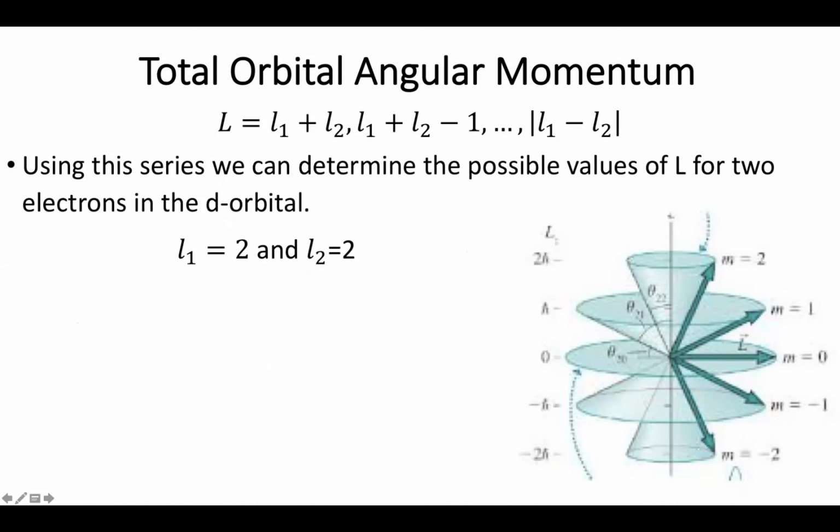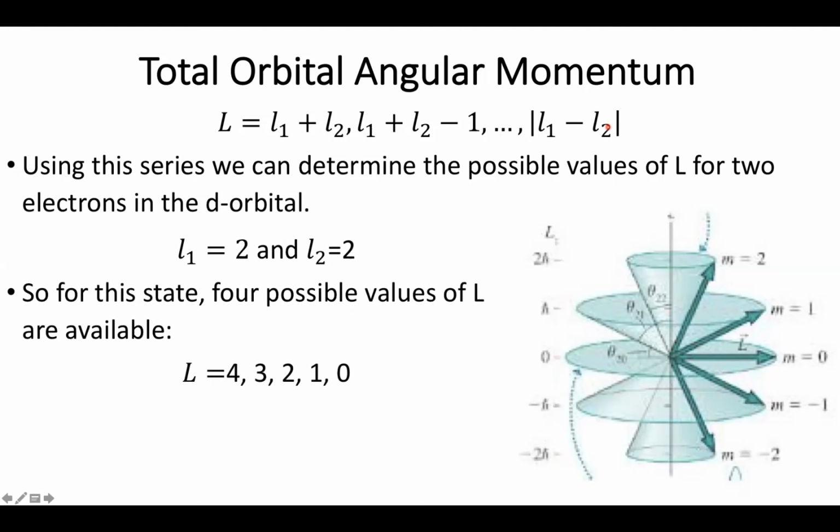So this means that I can have several possible combinations, the first of which is that my 2 electrons will be pointed in the same direction, which will have my 2 orbital angular momenta adding together to a total value of 4, and then minus 1, 3, minus 2, 2, all the way till I get to the difference, 2 minus 2 of 0. So this gives us 5, not 4, possible values of our total orbital angular momentum: 4, 3, 2, 1, and 0.